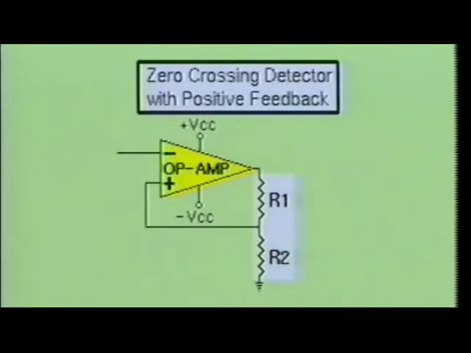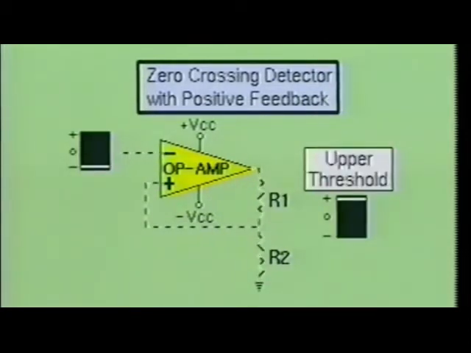Resistors R1 and R2 form a voltage divider network at the output of the device. The feedback voltage is taken from the junction of these two resistors. When the output voltage is at the positive saturation point, the feedback signal is referred to as the upper threshold voltage. This occurs when the voltage at the non-inverting input is greater than the voltage at the inverting input.